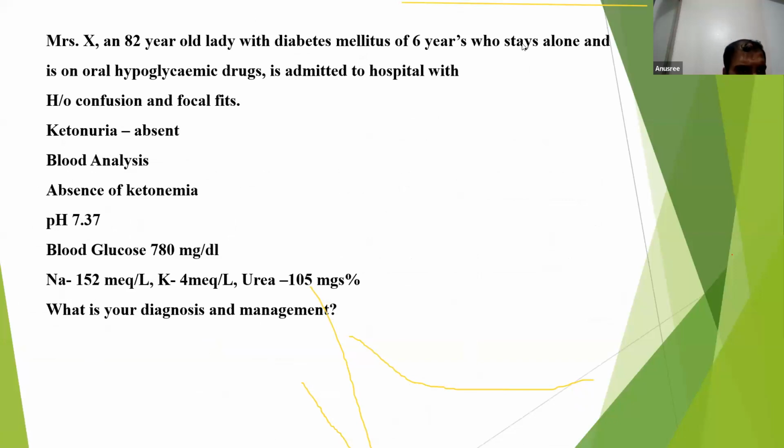And blood analysis shows there is absence of ketonuria, and her pH is 7.3. So, and her sodium levels are very high. This suggests that she is having dehydration, severe dehydration.